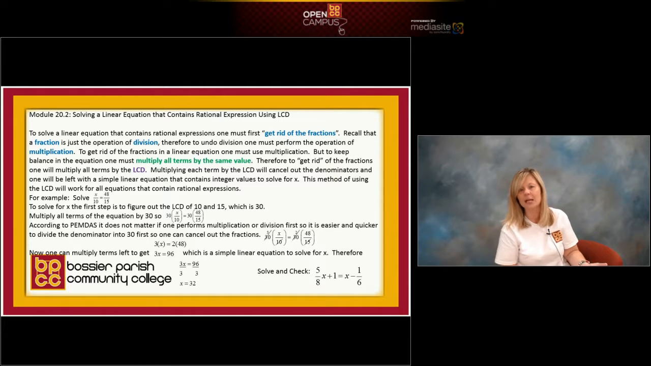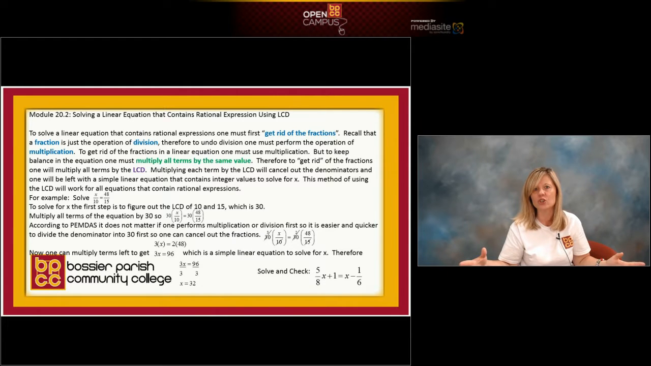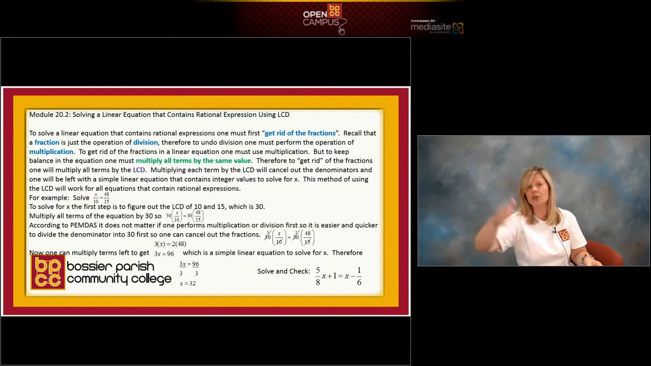Well, how do we do that? Well, we understand our definitions. A fraction has the fraction bar. And the fraction bar means what operation? That's right, it means division. Well, you guys and gals know how to get rid of division. You do the inverse operation, which is multiplication. So that's easy. To wipe the fractions out of the equation, all we're going to do is take all the terms and multiply them. Now, it's going to matter what number we multiply by.